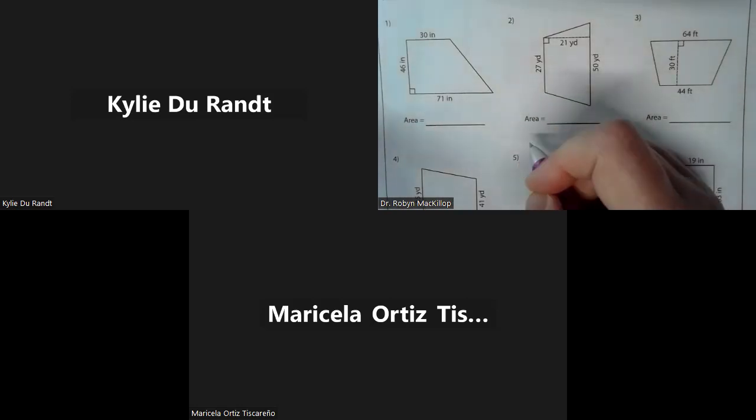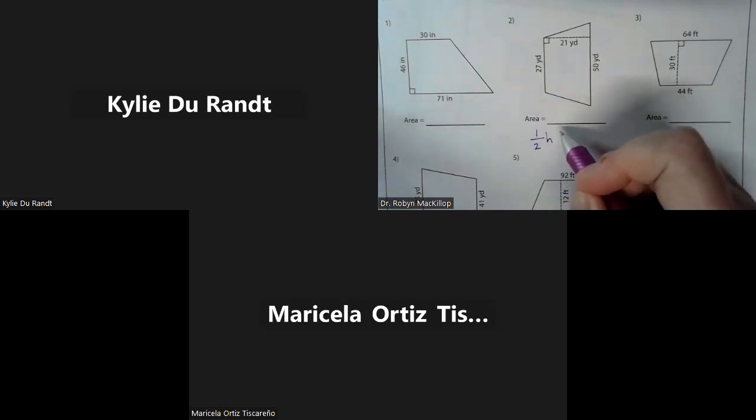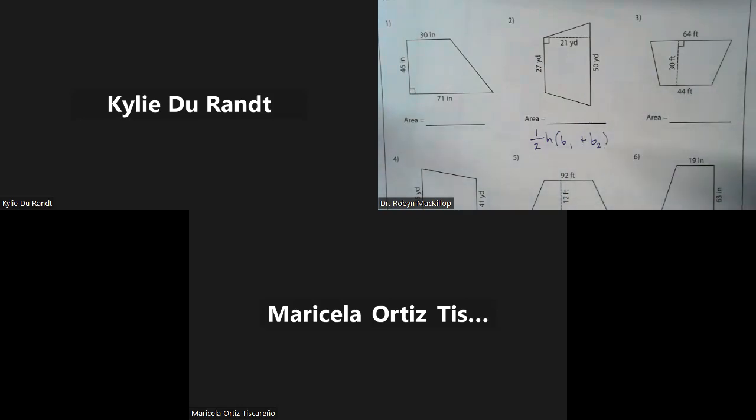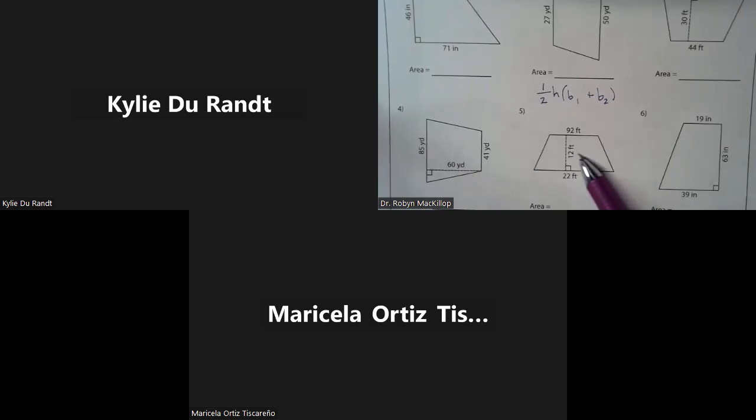That was 1/2 times the height times base 1 plus base 2. Every trapezoid, this is actually a classic trapezoid, a longer base, but every one of them has two sides that are perpendicular, perfectly straight. They run alongside each other.